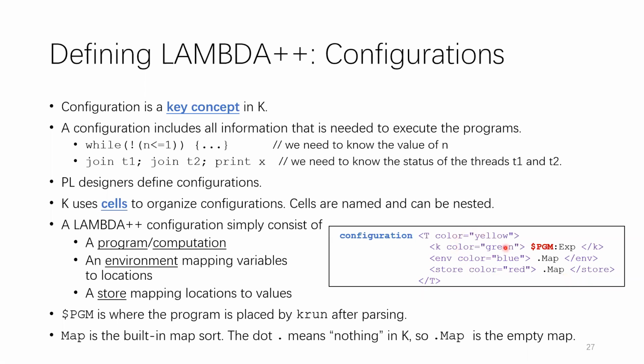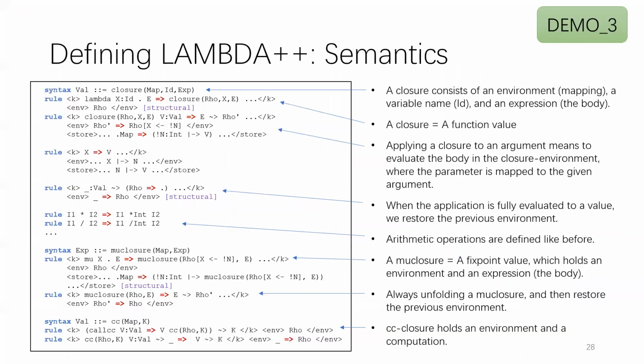And we can make cells colorful, mainly so that they're easier to read in a terminal. So that's the configuration definition. It's pretty simple: just the computation cell plus 2 cells for variables. Okay. So now we have the syntax and the configuration.